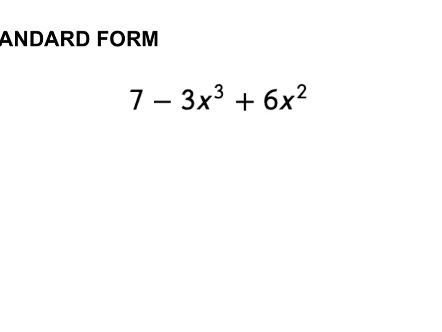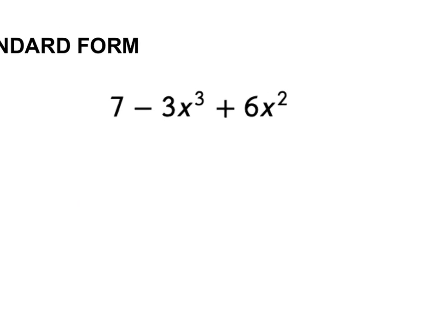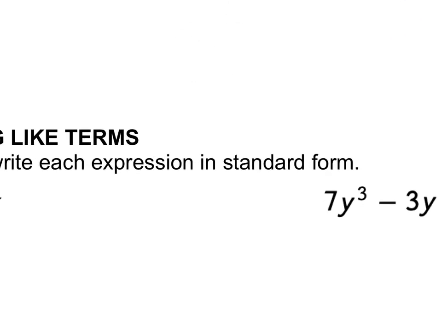All right, let's look at the next example. Here, my largest exponent is 3. I want to go 3, 2. There is no x term, and that's okay. And so we'll just write it like this. We'll write negative 3x cubed plus 6x squared, and then plus 7. And that's our answer, okay? So being able to write those in standard form.